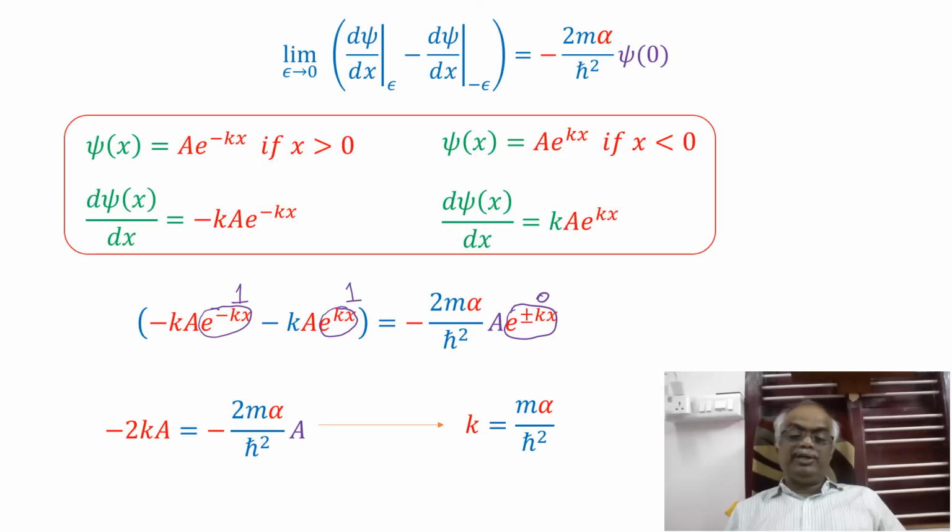Now you can cancel out this A and A, and the minus 2 and minus 2 will get cancelled. So you will get on the left hand side k and on the right hand side m alpha over h cross squared. This is the normalization constant, so this constant is k equal to m alpha over h cross squared.